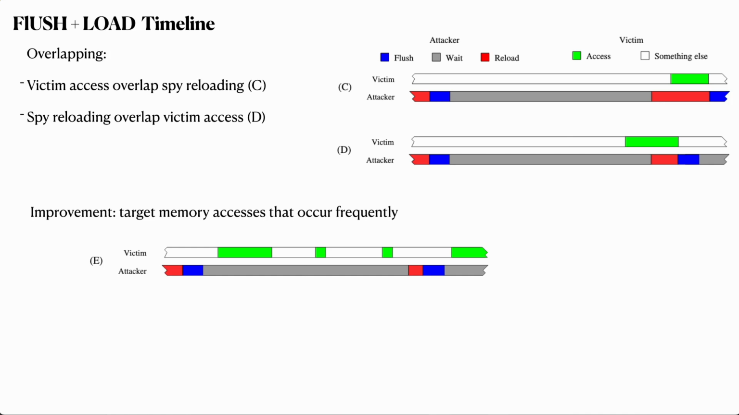To reduce the probability of missing due to overlapping, one way to improve the resolution of the attack without increasing the error rate is to target memory accesses that occur frequently, such as a loop body. The attack will not be able to discern between separate accesses. For example, figure E shows the likelihood of missing the loop is small.